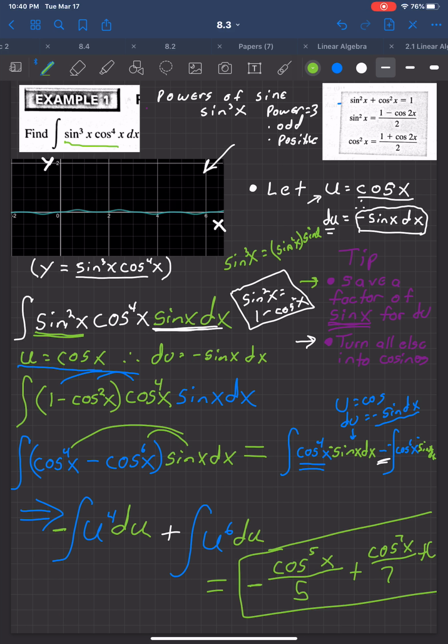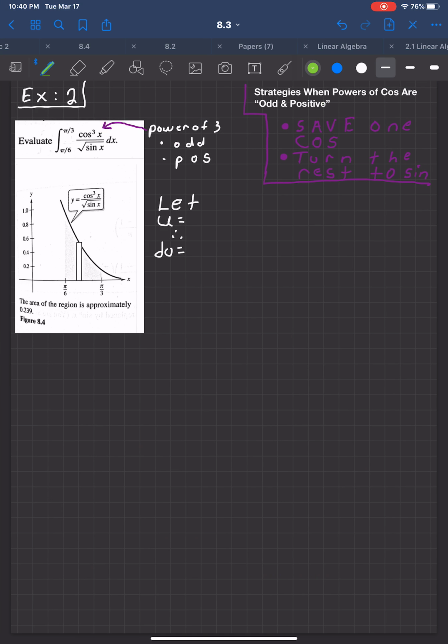I think that you are much better off jumping in. When I say jumping in, I don't mean to jump in on your test, right? I mean jump in when the stakes are low, like when you're doing your homework. Jump in and start to play, because if you let u be cosine of x enough, you're going to know that I'm going to need to have a sine of x left over to do this substitution. So let's go to another problem.